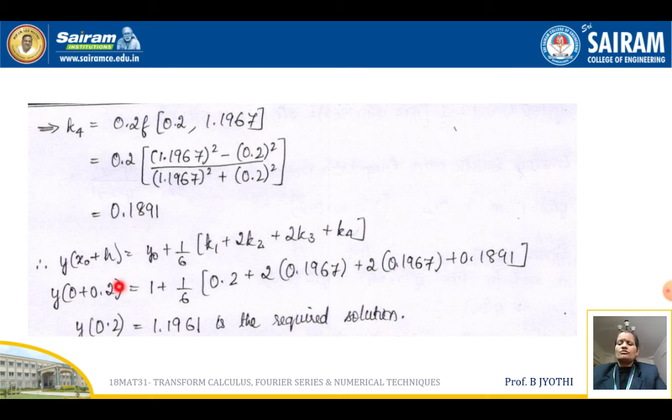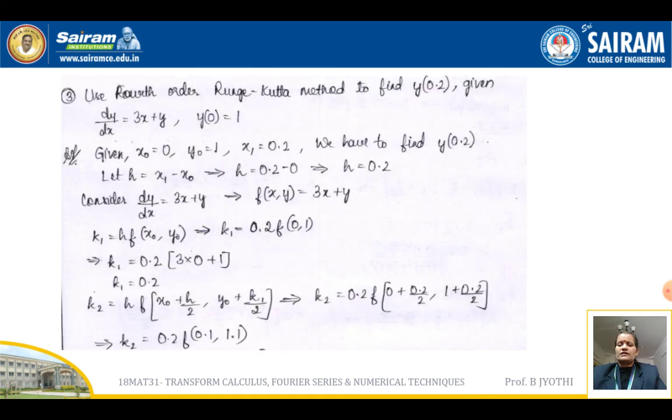0.1891. So y(x₀ + h) will be equal to y₀ + 1/6 (k1 + 2k2 + 2k3 + k4), which gives us the answer as 1.1961. This is the required solution. Now let's move to next problem.